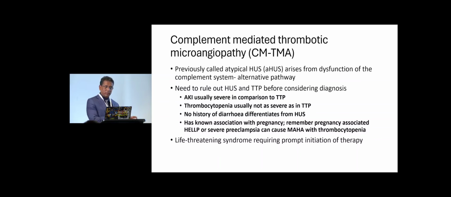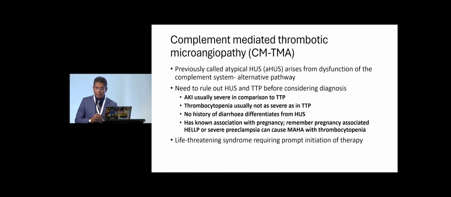So remember TTP, I said the platelet is almost always going to be less than 30,000. No history of diarrhea, which is kind of differentiating from E. coli HUS. There is an association with pregnancy. But remember, in my earlier slide, I showed you that the secondary causes of MAHA with thrombocytopenia, HELLP or severe preeclampsia can give you that picture. So you'll have to think carefully.